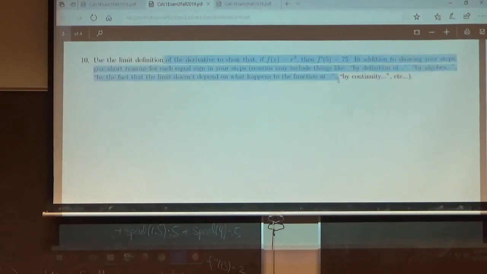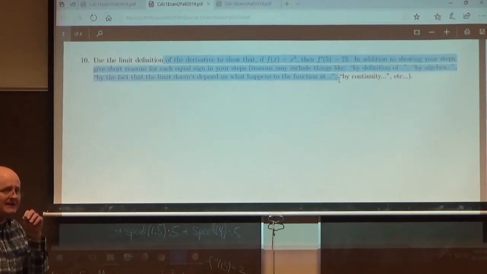People have trouble giving reasons for their steps on a derivative problem like this. You should look back at that old exam. I did typically say what the reasons are. If you got it wrong, and most people did not get full credit on this.